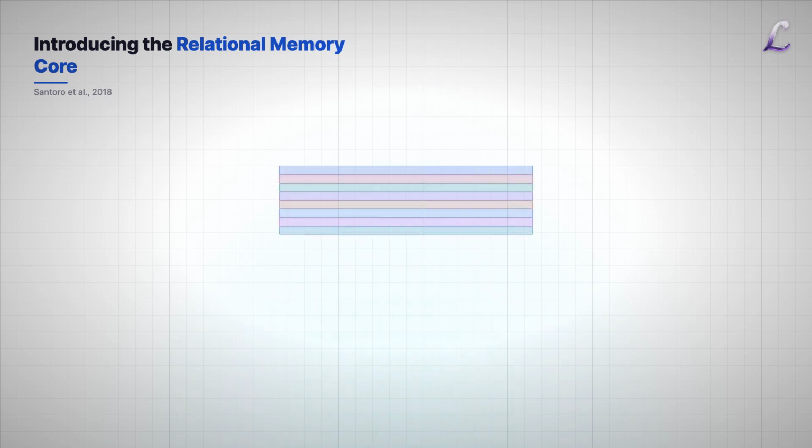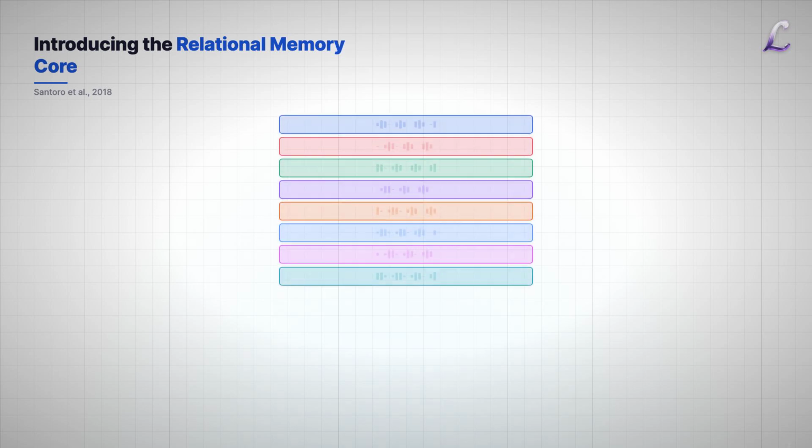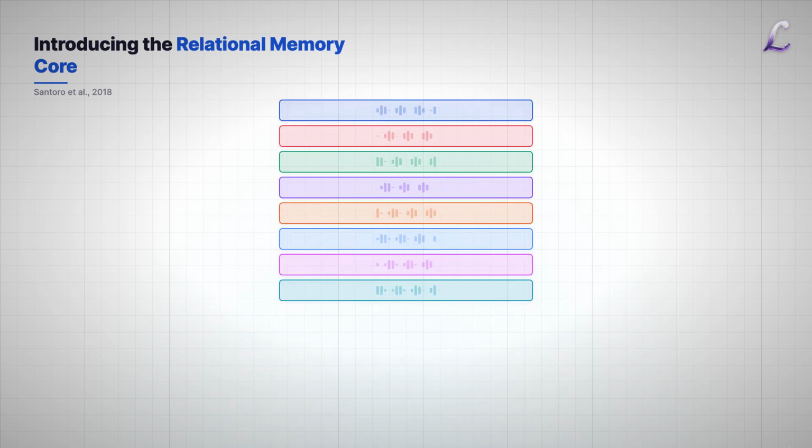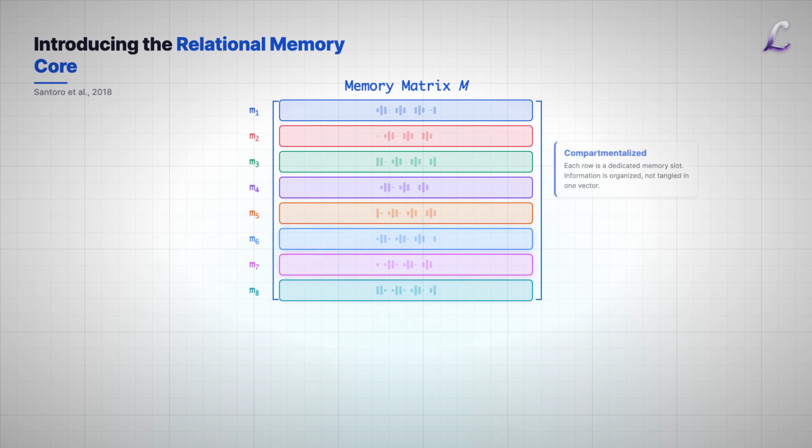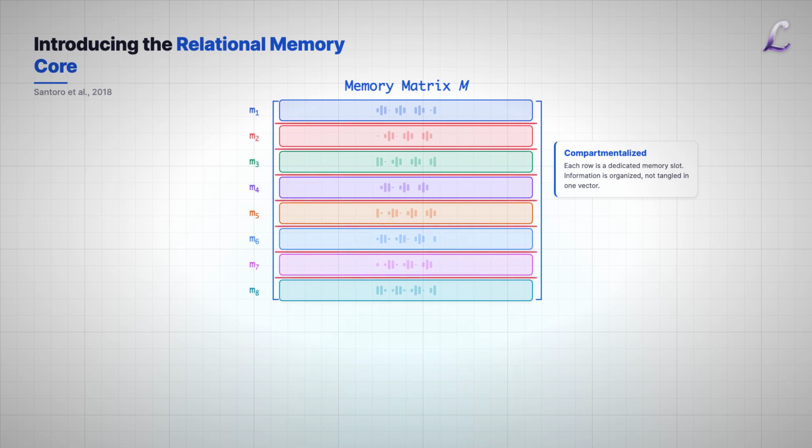The first change is geometry. Instead of a single memory vector, the memory is a matrix. Imagine a grid. Each row is a dedicated memory slot. This forces the model to compartmentalize. Information isn't just in the state, it resides in slot 1 or slot 2 or slot 16. But separate slots create a new problem, isolation. To reason, these slots need to talk to each other.